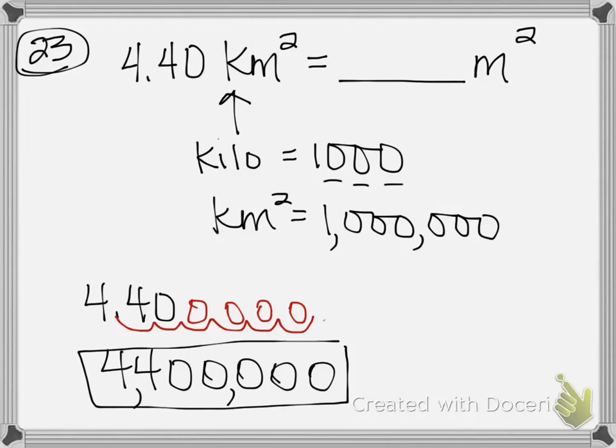Big number. But just remember, when you see that squared, that means it's times itself. So if a single kilometer is 1,000, then a square kilometer is 1,000 times 1,000. And if you multiply that out in your calculator, you get 1,000,000 if you're not used to working with the tens. So that tells us we have to move our decimal point 6 places because there's 6 zeros.